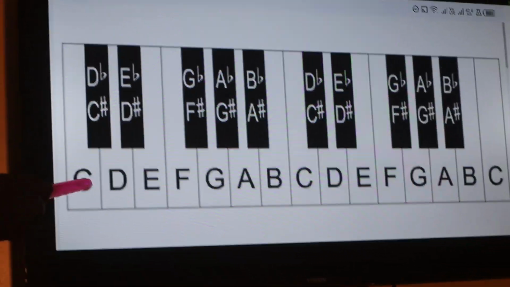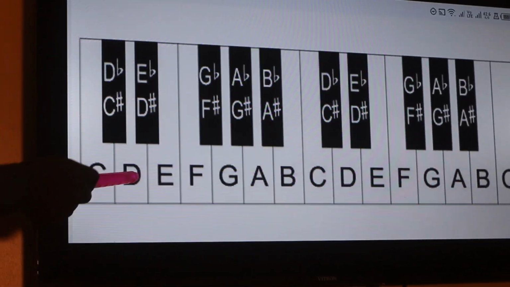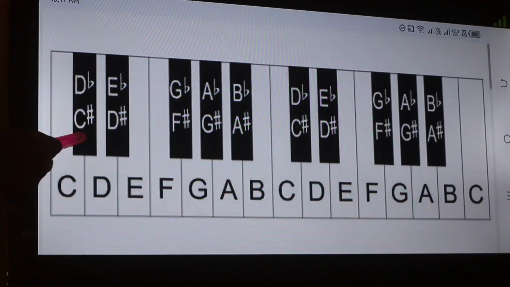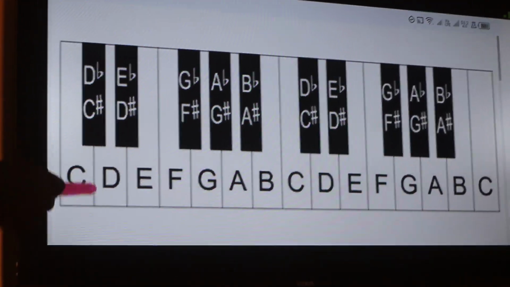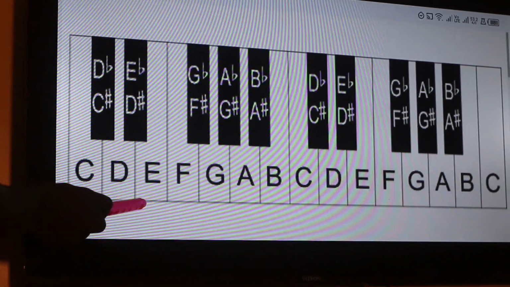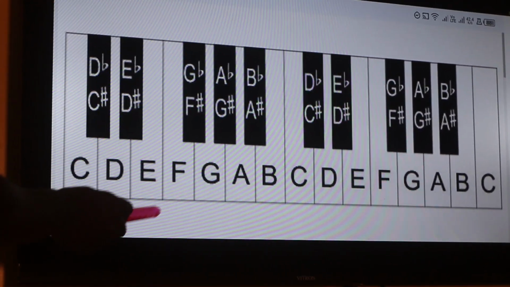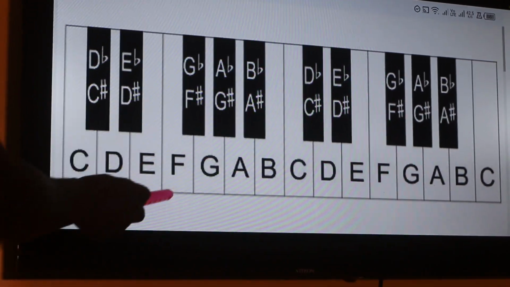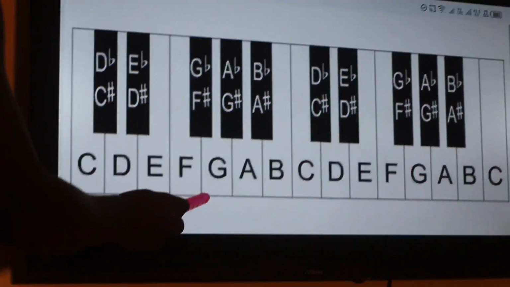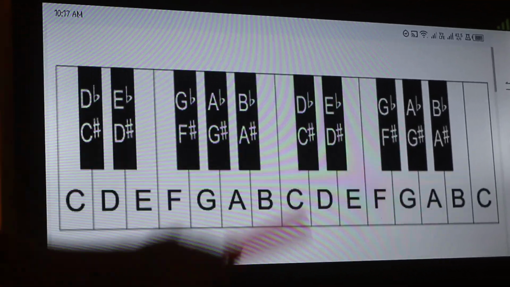So let's look at this one. We start with C and D. Between these keys, we have a black key. Where there is a black key in between, we say this is a tone. Then this one is also a tone, but where there are no black keys, it will be a semitone. That's why we say tone, tone, semitone. Then we have three tones, 1, 2, 3, and another semitone.